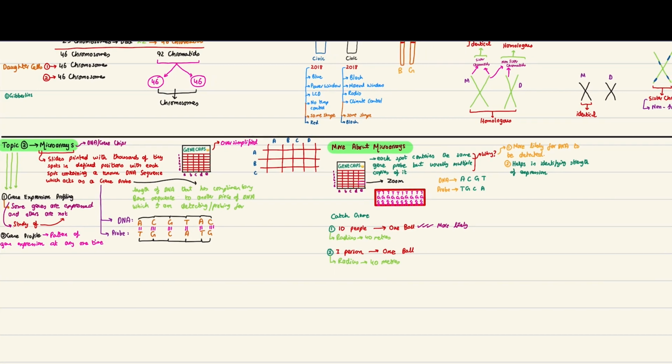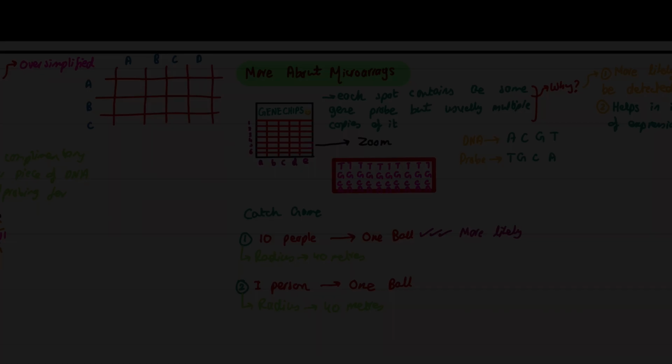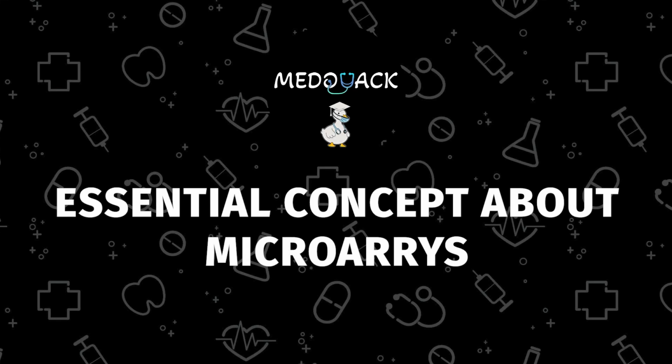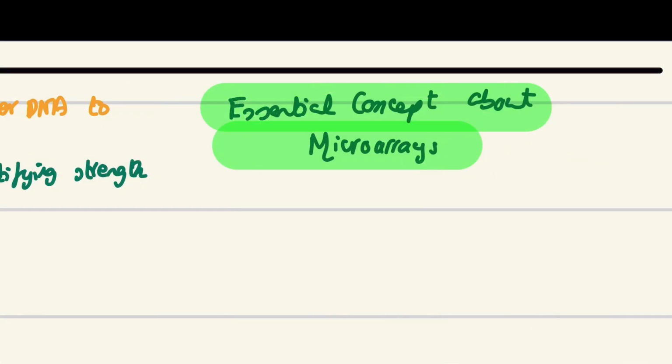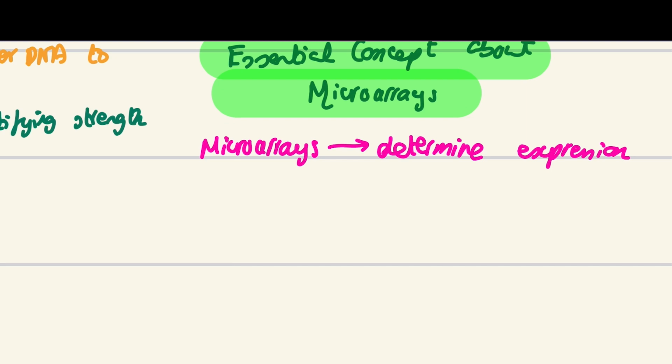Alright, so now I want to move on to one last thing, which is some essentials about microarrays that I want you guys to know. We've been talking a lot about how microarrays are going to be helping us in determining the expression. So if they ever ask you what is the role of a microarray, the microarray helps to determine expression. It also helps us to determine the strength of expression, or whether the gene is being expressed at all or not.